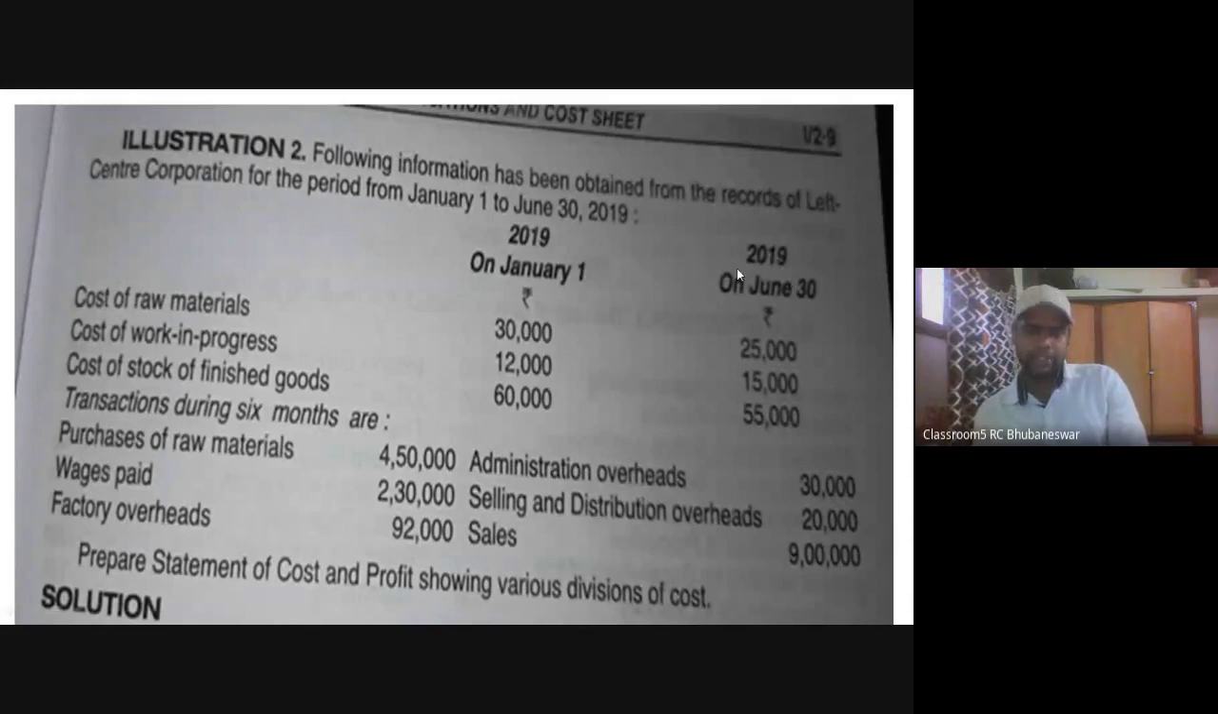Next, here it is given cost of raw materials, then cost of work in progress, and cost of stock of finished goods. Everything has been given in segregated form. Opening stock of raw material is 30,000 and closing is 25,000. Opening stock of work in progress is 12,000 and closing is 15,000. Stock of finished goods is 60,000 and 55,000 respectively.